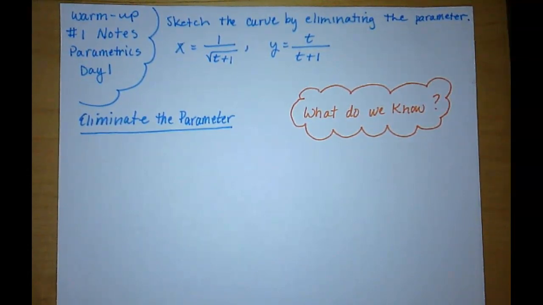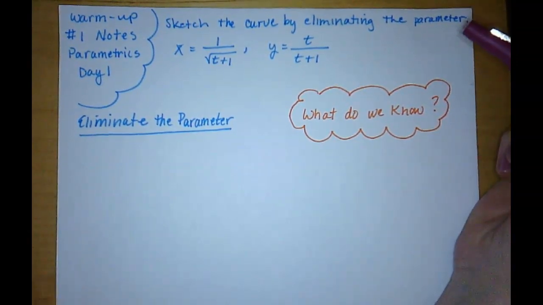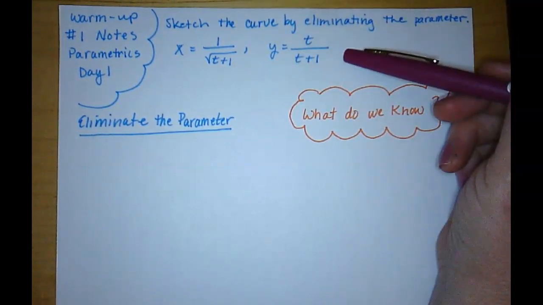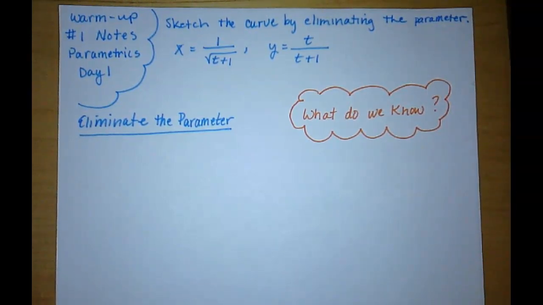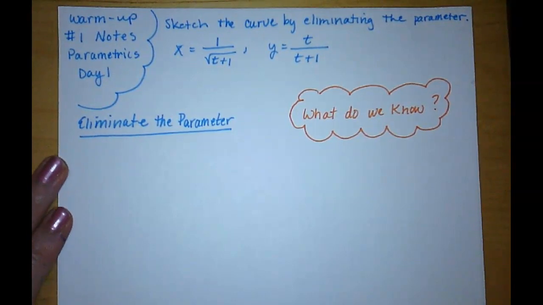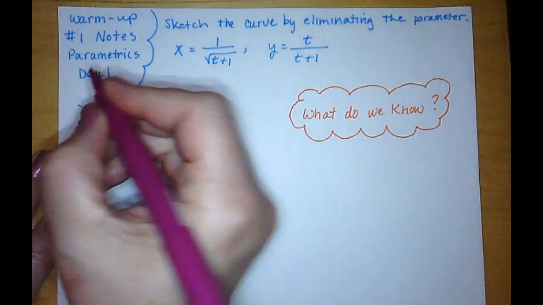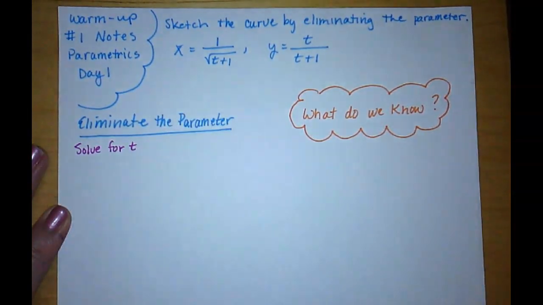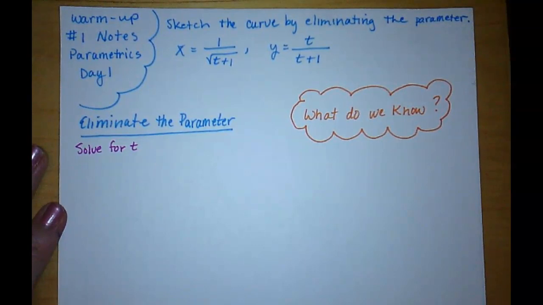Okay, so the one that we skipped from yesterday was: sketch the curve by eliminating the parameter, and we had an x equation of 1 over square root of t plus 1 and a y equation of t over t plus 1. So just like we've been doing, we're going to eliminate the parameter. When we look at the problem, we don't see any trig functions, so we're not using trig identities. In order to eliminate the parameter, we're going to solve for t in one of the equations, and then we'll make a substitution to figure out the actual rectangular equation.